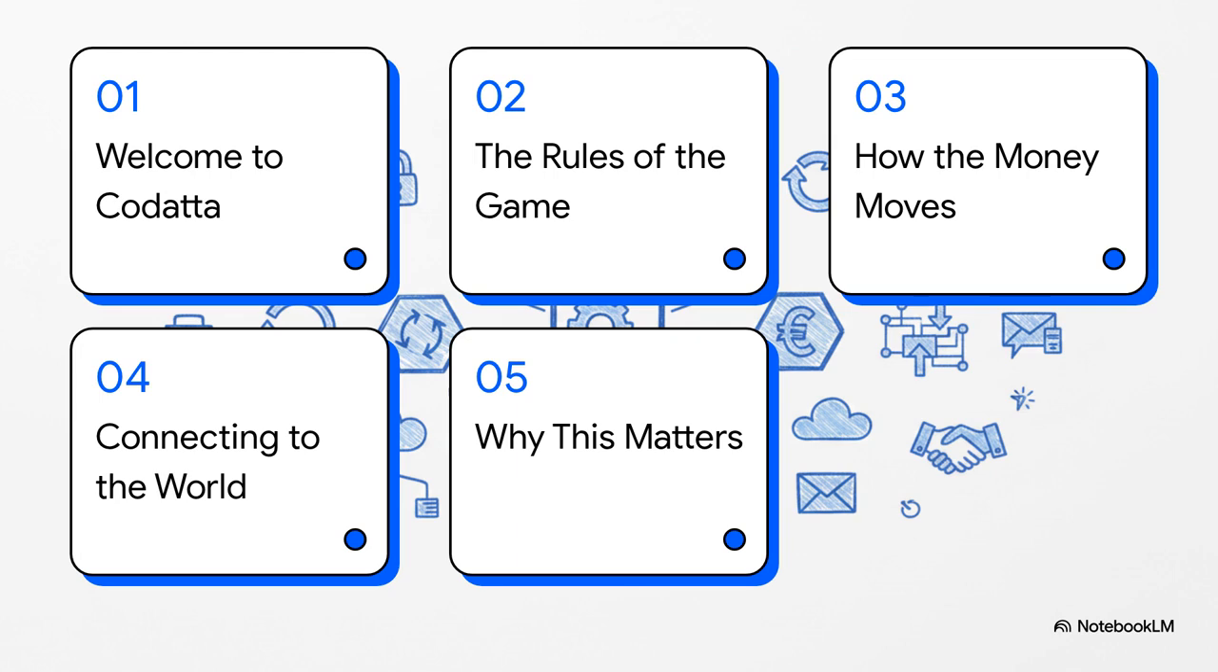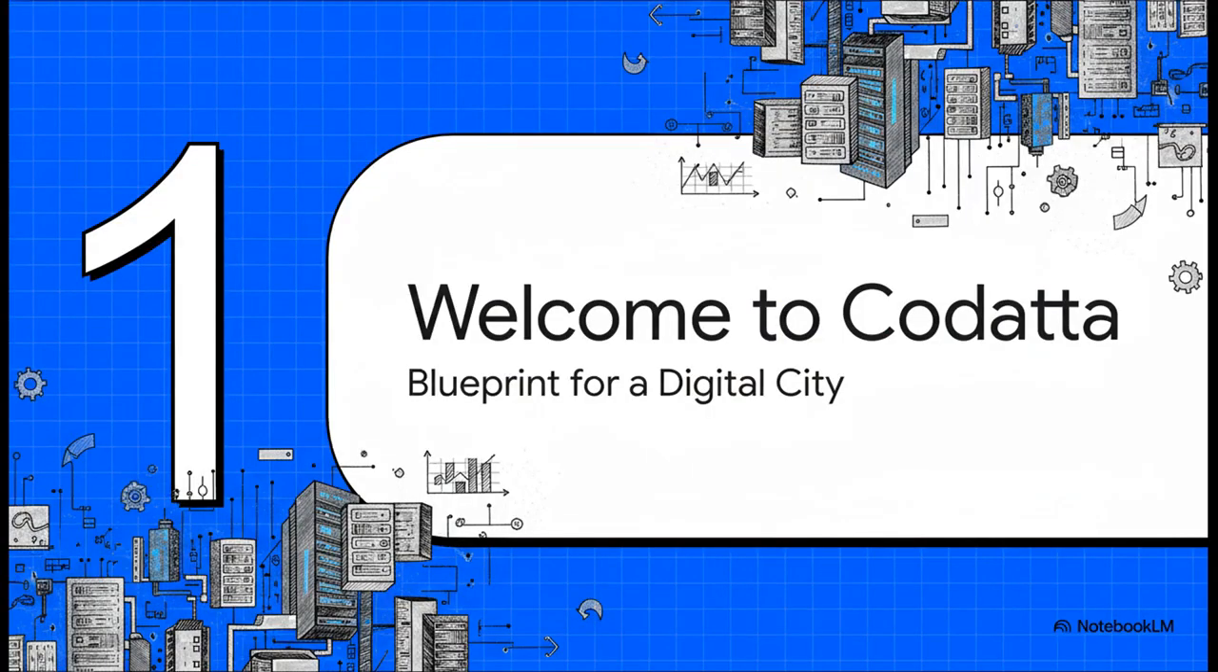Okay, so here's the game plan for our tour. First, we're going to take a look at the overall blueprint of this digital city. Then, we'll head over to what you could call its city hall to check out the rules. After that, we'll follow the money, see how it flows. Then we'll check out the city's borders, see how it connects to the rest of the world. And finally, we'll wrap up with the big picture, why any of this matters. All right, let's dive right in.